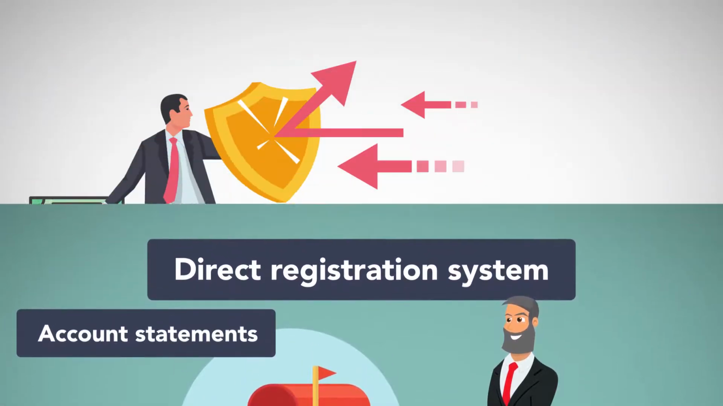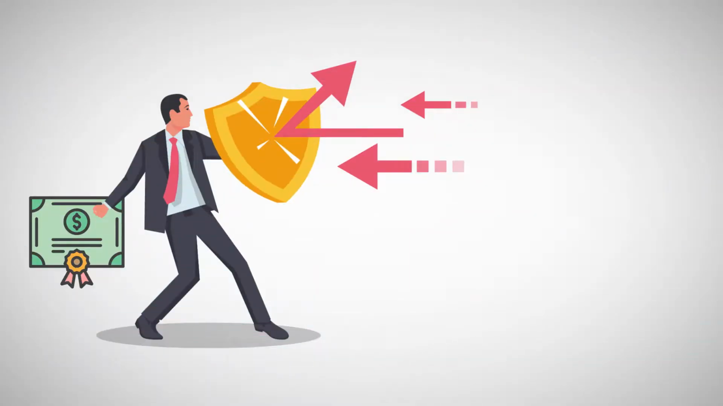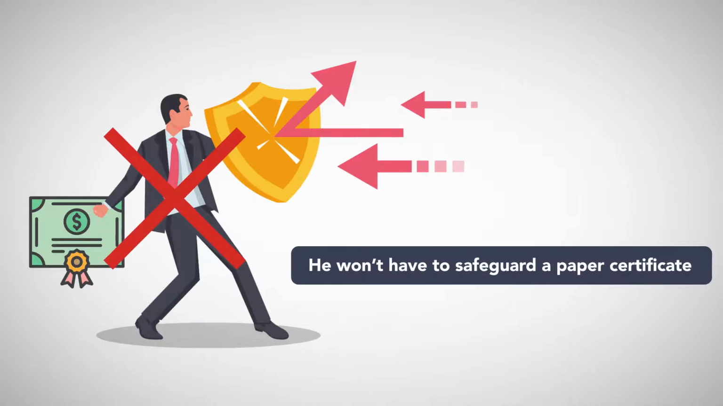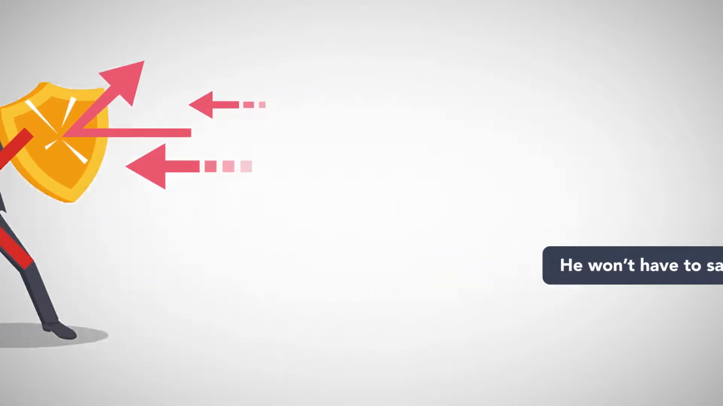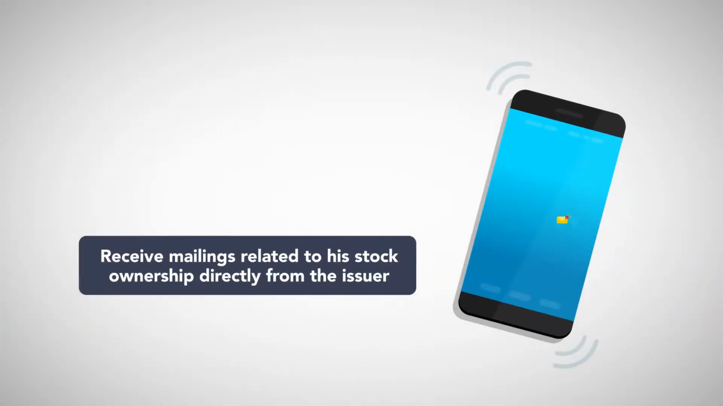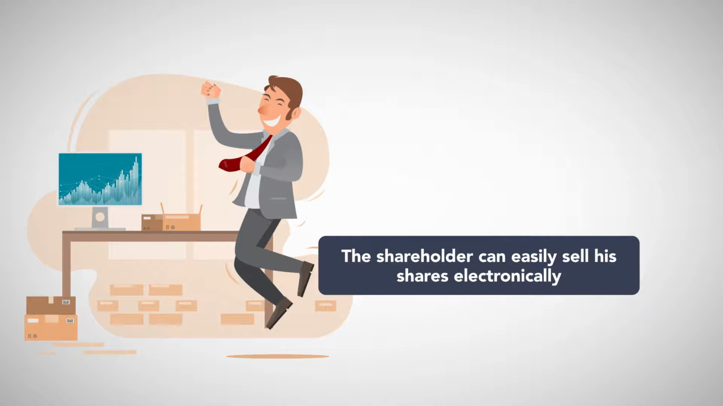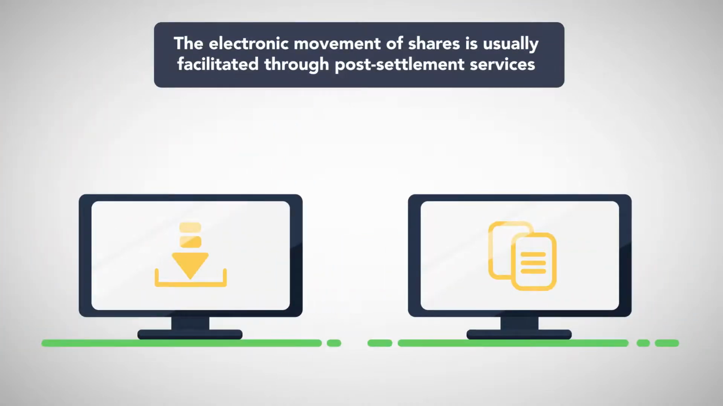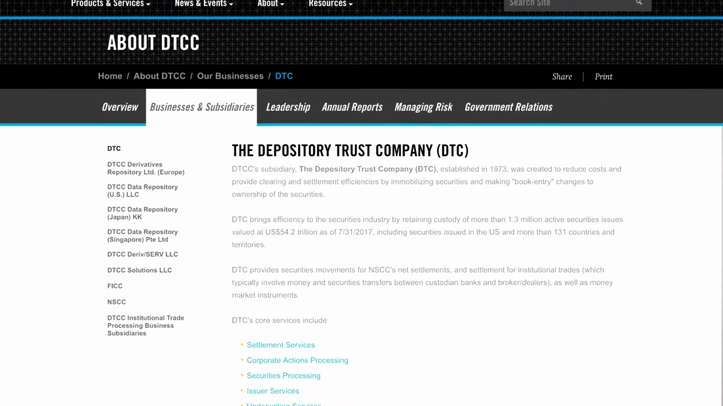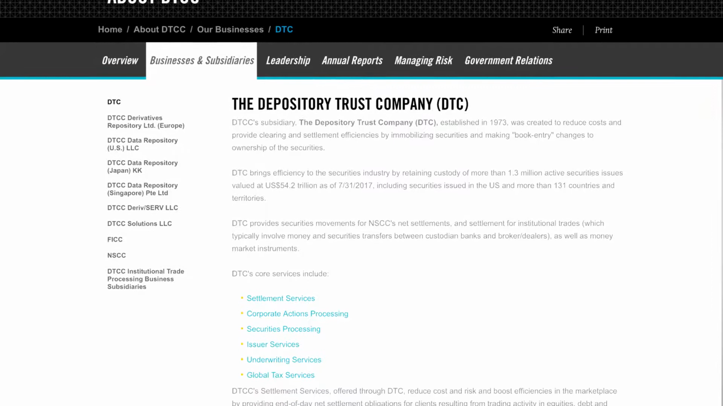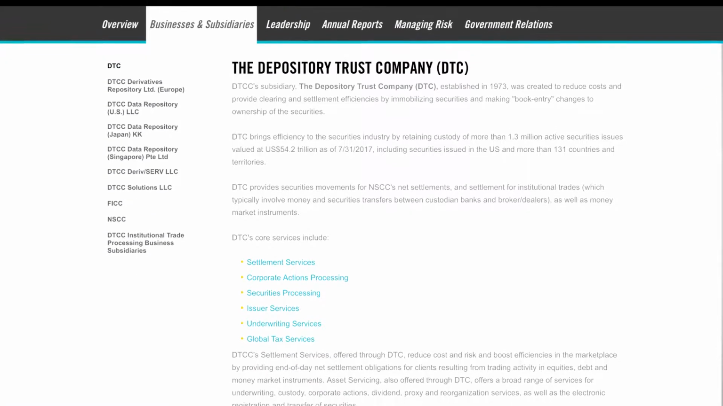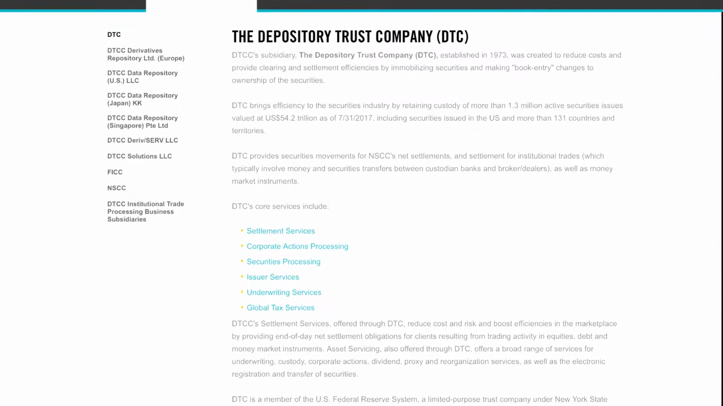One advantage for a shareholder with shares in a direct registration system is that he won't have to safeguard a paper certificate, decreasing the likelihood that it will be lost or stolen. Additionally, the shareholder will receive mailings related to his stock ownership directly from the issuer. Finally, the shareholder can easily sell his shares electronically. The electronic movement of shares is usually facilitated through post-settlement services offered by the Depository Trust Corporation, which is a centralized system where custody of more than 1.3 million active securities is stored.